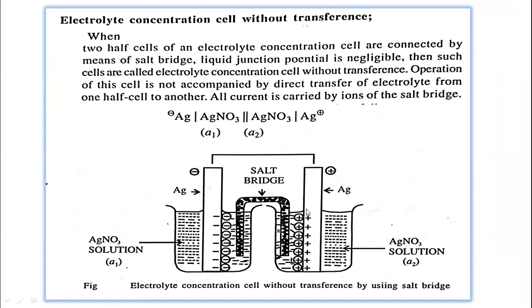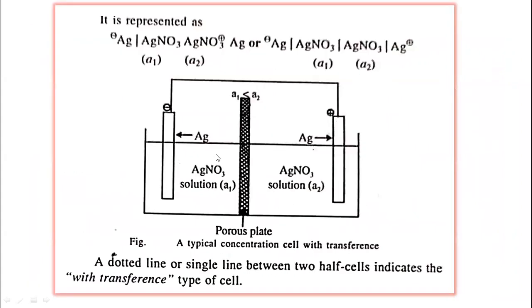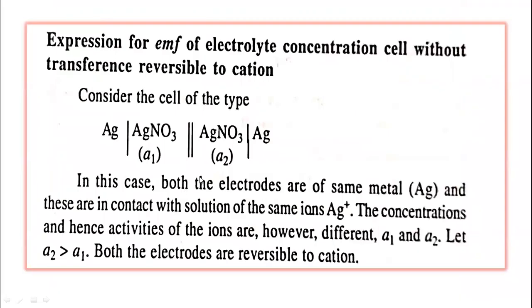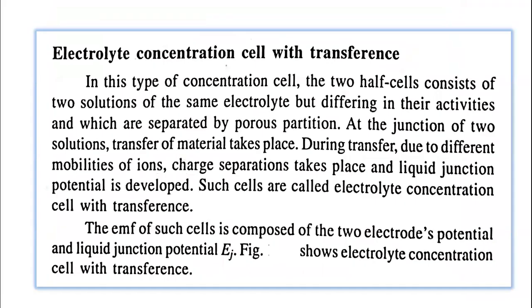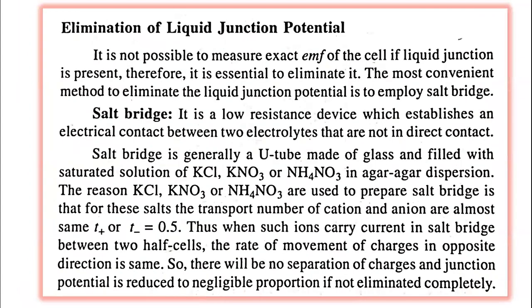see now, this is the electrolyte concentration cell without transference. Now, this is the electrolyte concentration cell with transference. Another cell, this is silver electrode. So the two electrolytes silver nitrate are separated by the porous partition here. You can see this is the porous partition. The two electrolytes silver nitrate are in direct contact with each other. So there is a direct contact between the two electrolytes.